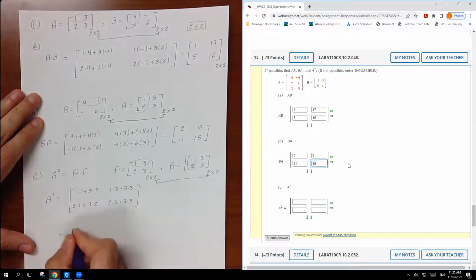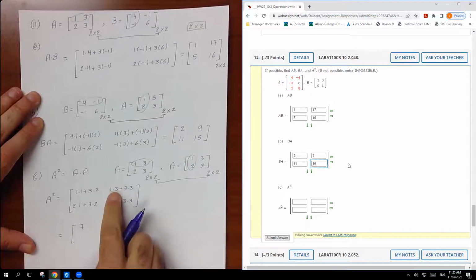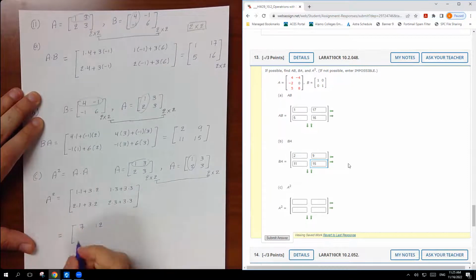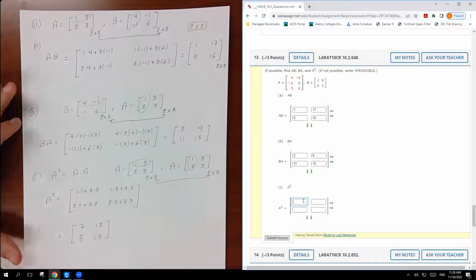That means the result is going to be the new matrix. This is 1 plus 6 is going to be 7. This is a 3 plus 9 is going to be 12. 2 plus 6 is going to be 8. 6 plus 9 is going to be 15. That's it for this matrix. A squared is going to be 7, 12, 8, 15.